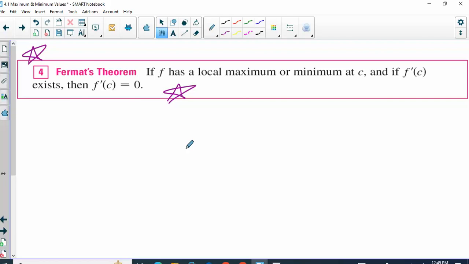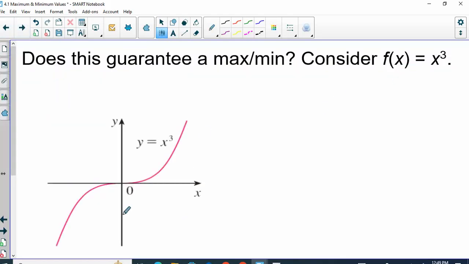Okay, so then here's a question. If the derivative is 0, does that mean it has to be a maximum or a minimum? So is it possible to have a horizontal tangent line without a maximum or minimum? Seems like we should have one, doesn't it? Okay, think about x cubed. We already agreed that one didn't have any maxes or mins, right? So if I did the derivative, what's the derivative of x cubed?